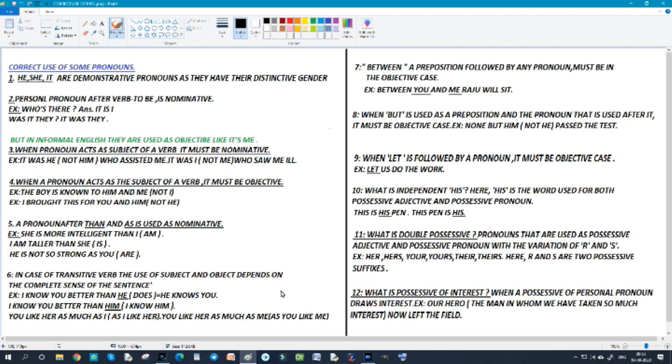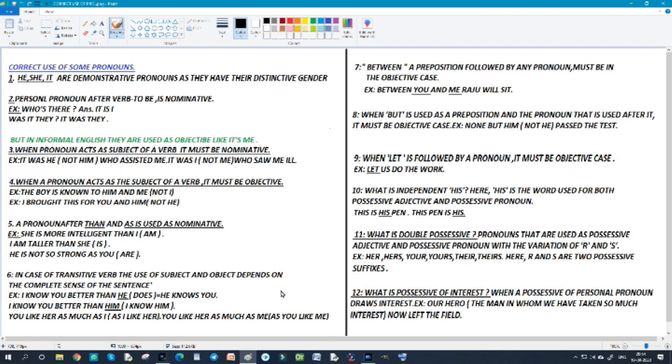Rule number 5. A pronoun after than and as is used as nominative. Example: she is more intelligent than I, and the full form is than I am, so am is in brackets. I am taller than she is. He is not so strong as you are. So are is in brackets.